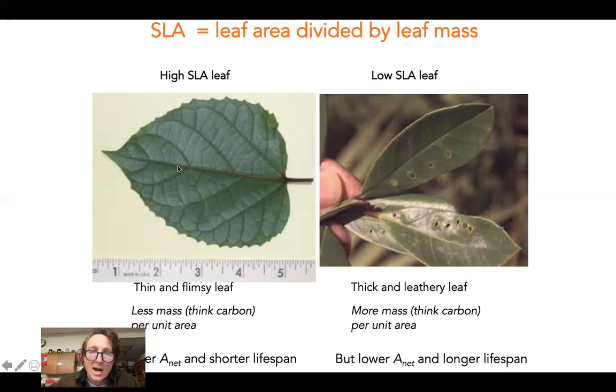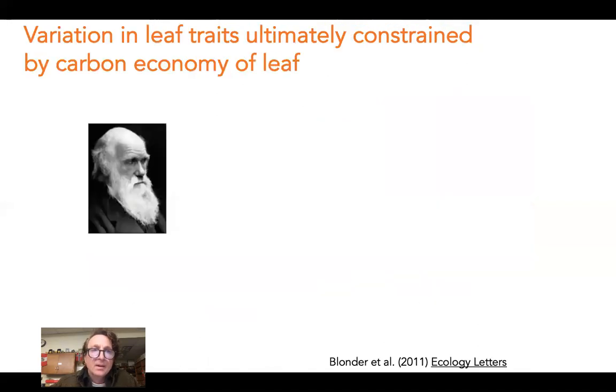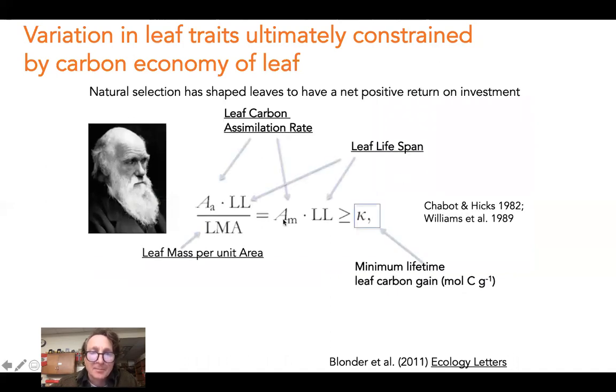Okay. So why do we see these differences? Why do we see a set of traits all associated with these fast traits and then slow traits? This is known as leaf economics. And I want to end with a brief introduction to leaf economics. This is the only equation I'm going to show in this lecture today.